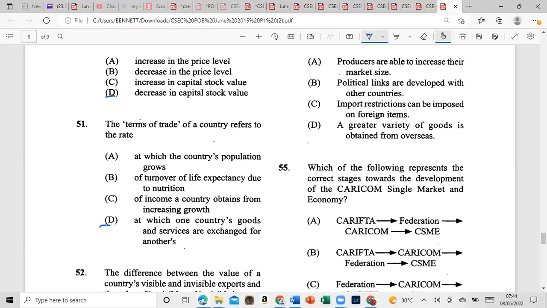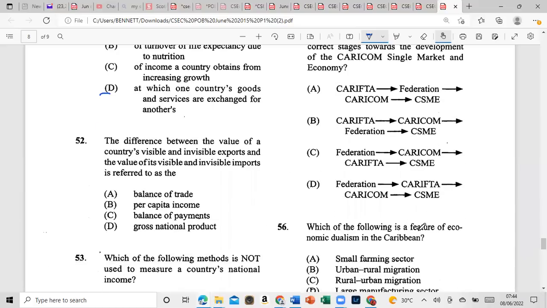All right, so we're almost at the end, guys. Let's move on to 52. The difference between the value of a country's visible and invisible exports and the value of the visible and invisible imports is referred to as: A, the balance of trade; B, per capita income; C, balance of payments; or E, gross national product? What did you guys say for 52? And that is A, balance of trade.